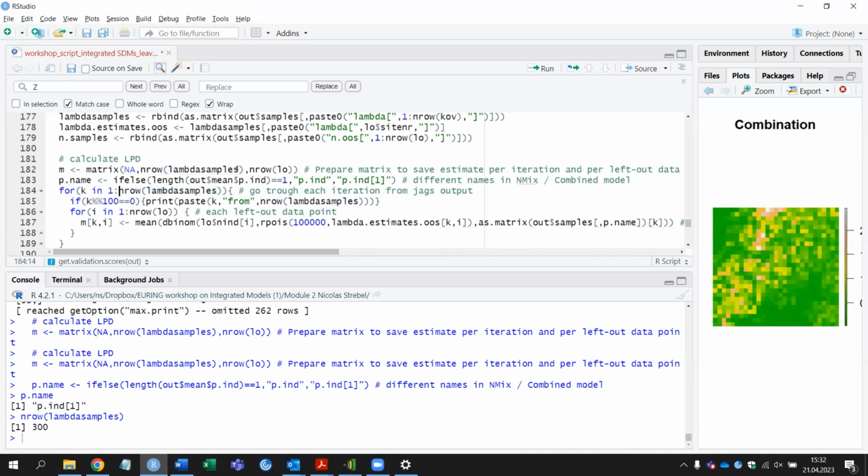And then we go over all left-out data points, and on that line we estimate how likely it is, given the estimated detection probability and the estimated latent abundance, that our model estimates really fit the true count. The true number that was counted by the observer in the field.